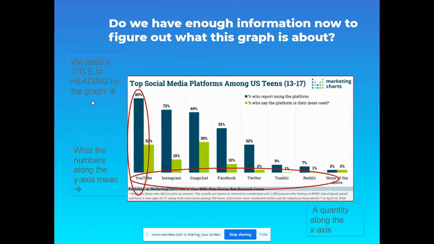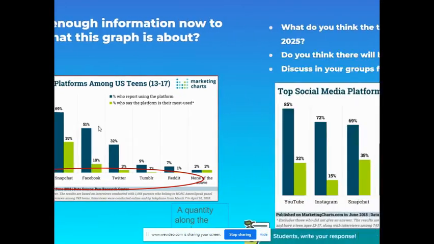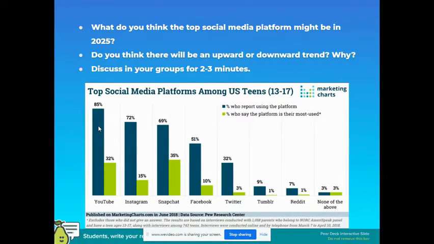We also need a title or heading for the graph. Some of you might be looking at these thinking, well, some of these aren't really used anymore. If you look way down at the bottom, you see this was from March 7th to April 10th of 2018. So we need a heading. It's top social media platforms among US teens aged 13 to 17. But this is from a few years ago, right? 2018. So knowing this, what do you think the top social media platform might be in 2025?